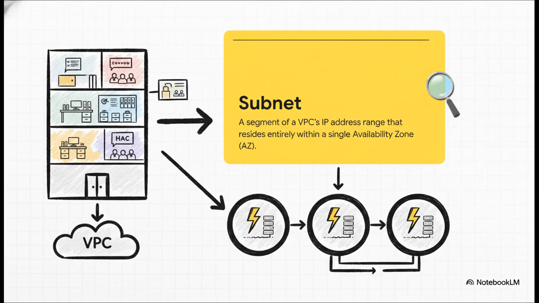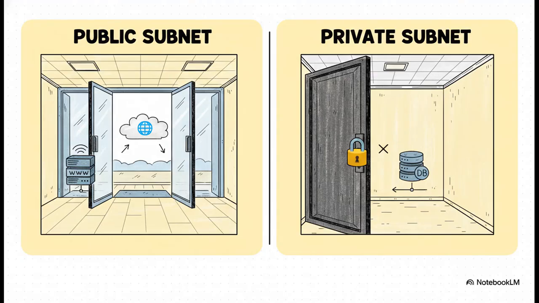But here's the key exam concept. Each subnet lives entirely within one single availability zone. This is how you build for high availability, by spreading your application across subnets in different AZs. Now, there are two main flavors of subnets. The public subnet is like your office lobby. It's accessible from the outside world, so it's the perfect place for things like your web servers.